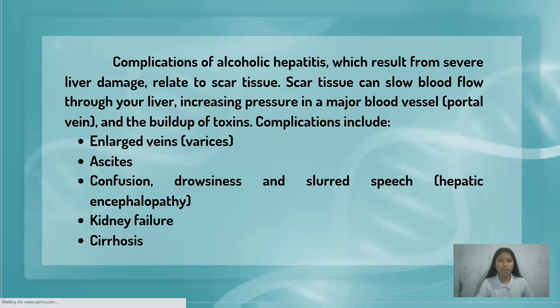Fourth, kidney failure. A damaged liver can affect blood flow to the kidneys, resulting in damage to those organs. Lastly, cirrhosis. The scarring of the liver can lead to liver failure.